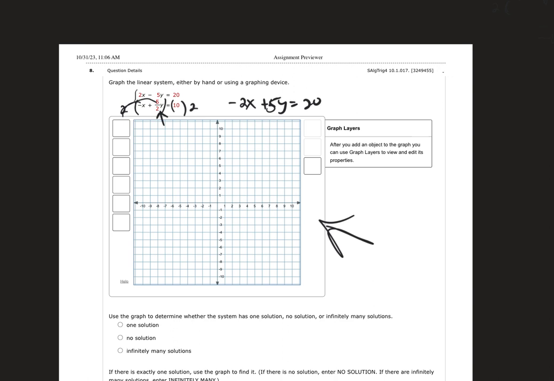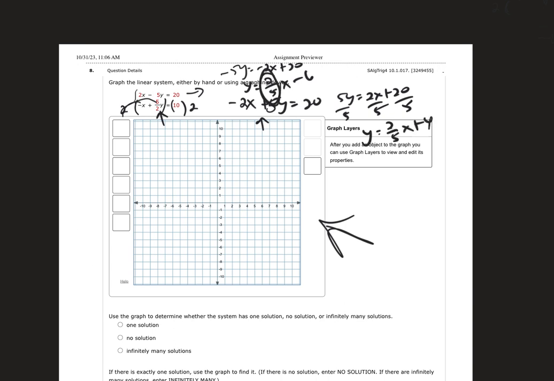If I was doing this by hand, that would be a thing I would have to do so that I could solve for y. If I solve for y here, that is -5y equals -2x plus 20. And if I divide everything by -5, I get 2 over 5x minus 6. If I do it here, again, I would add 2x to both sides. So I'd have 5y equals positive 2x plus 20. Divide everything by 5. y equals 2/5 x plus 4.